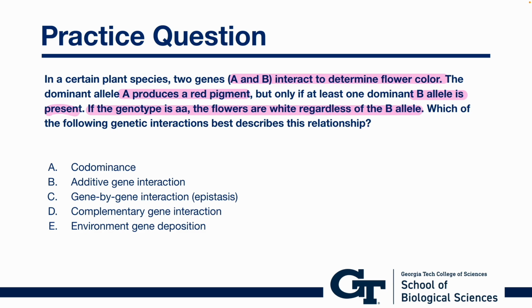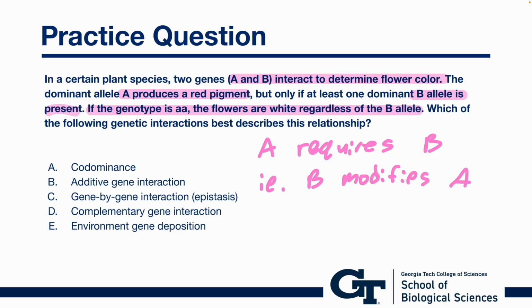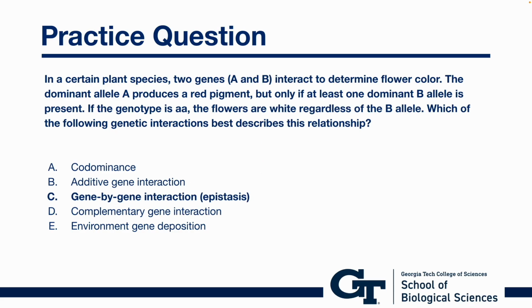What we could do here is put this question in a little bit simpler language, which is A requires B, or B modifies A. And hey, that sounds a lot like epistasis, which is a gene by gene interaction. And that's the correct answer.